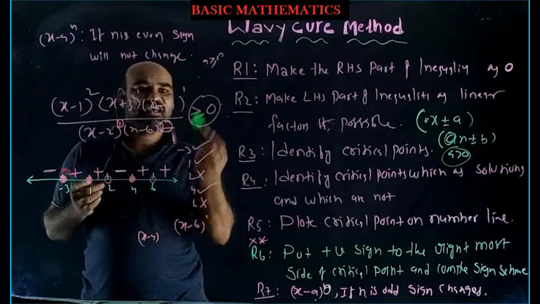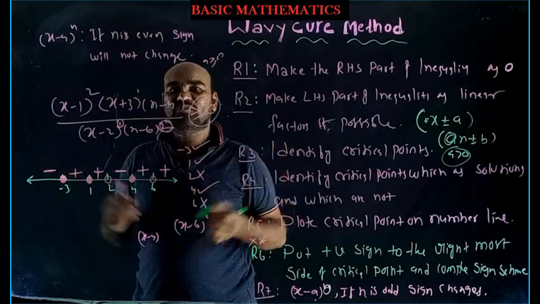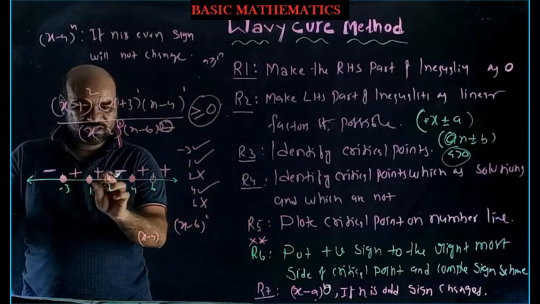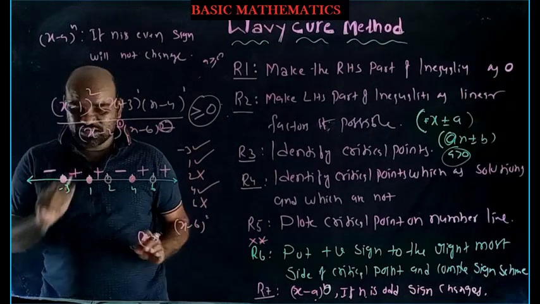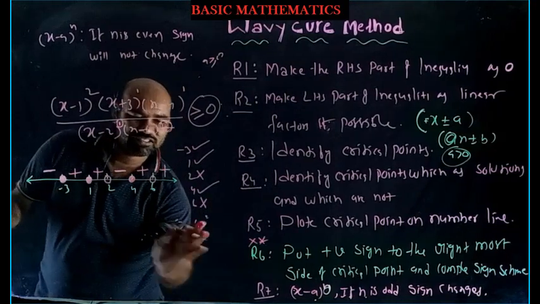Now what do you want? Greater than 0. Greater than 0 means you want the positive signs. Here, positive from here to here, and positive from here to infinity. Now I want to write the solution here. Observe, this is important. I am writing the final solution.